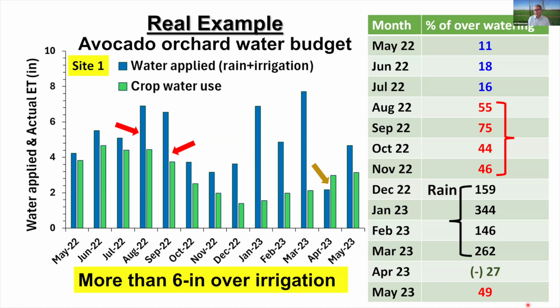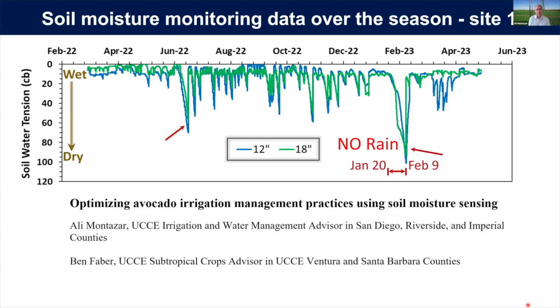So our estimation is during this period, 12 months, the grower applied about 6 inches, or half an acre-foot per acre, more than all the needs, leaching and heat, and also irrigation management in that field. Half an acre-foot per acre in San Diego County costs, I think, a lot for our growers, and we can manage that over-irrigating. So this is the soil moisture monitoring data.